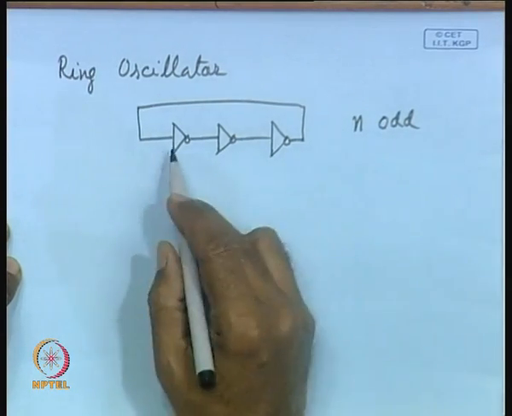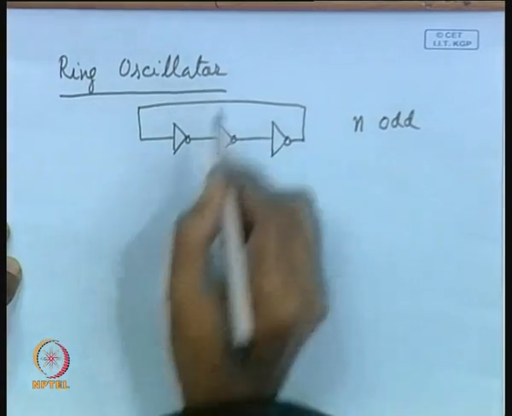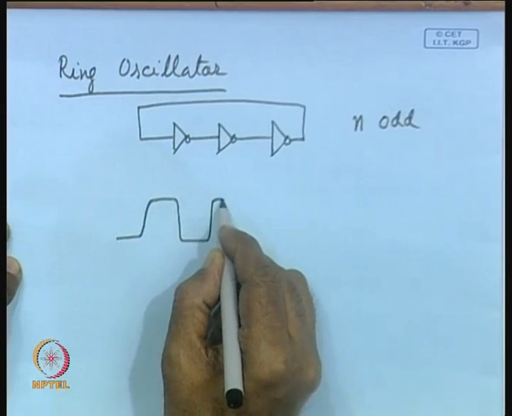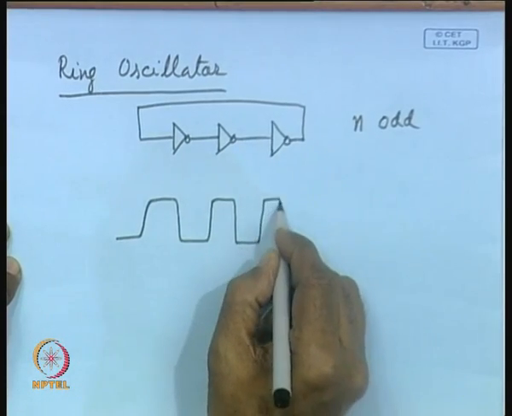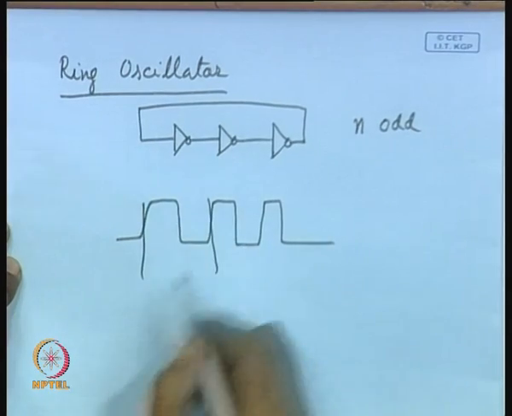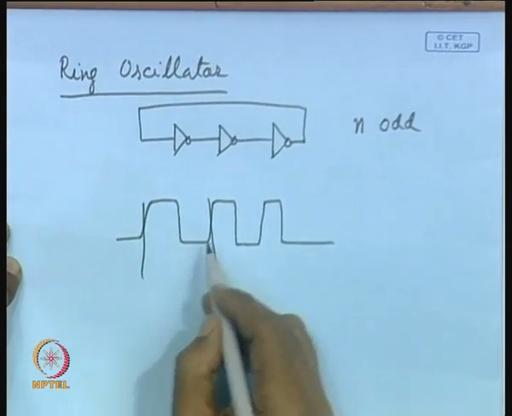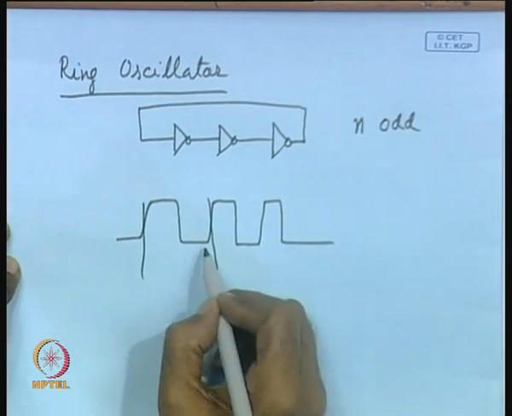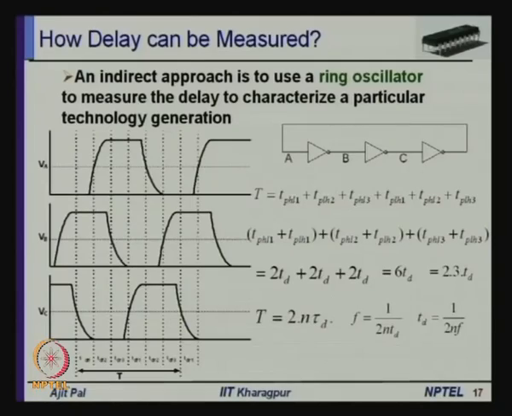Then it will form an oscillator. What is the function of an oscillator? It will oscillate and generate a clock. Then the time period of the clock can be measured. The question is, on what factor does the time period depend? Let us see from this diagram.